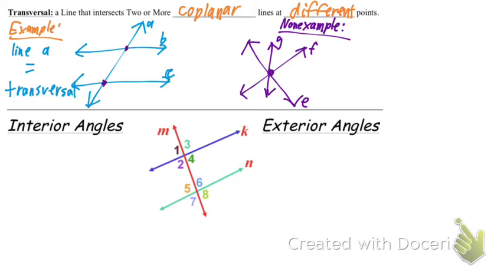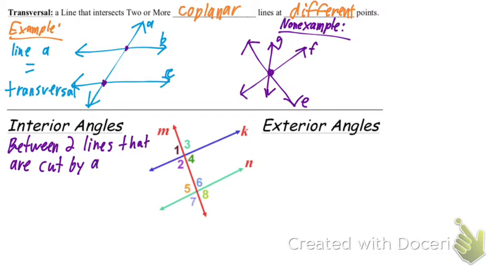Now, do you guys know what the word interior means? Inside. What does exterior mean? Outside. You could say outerior as a joke, but it's actually exterior. So interior angles, we're going to define as between 2 lines that are cut, or intersected, by a transversal.